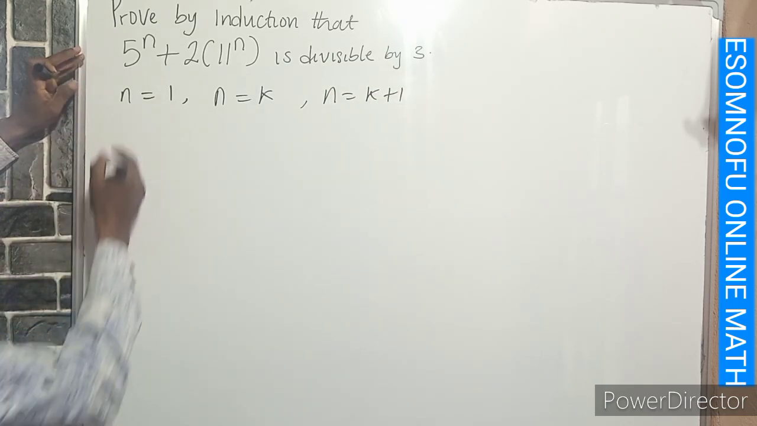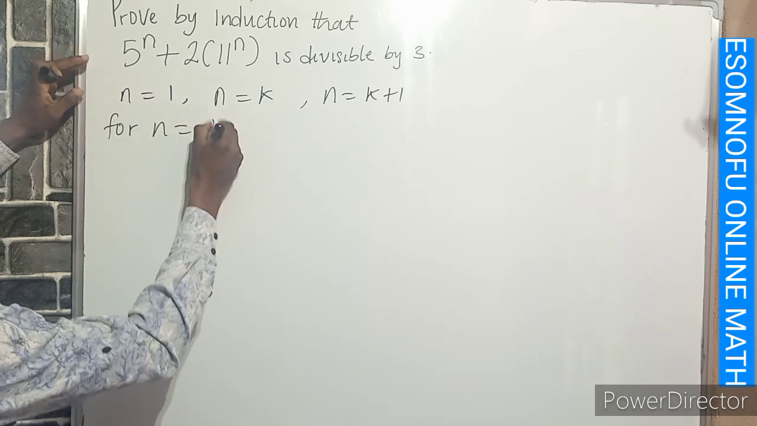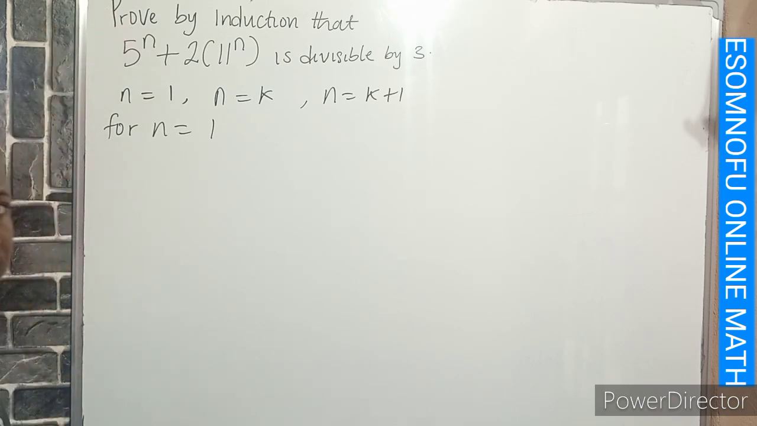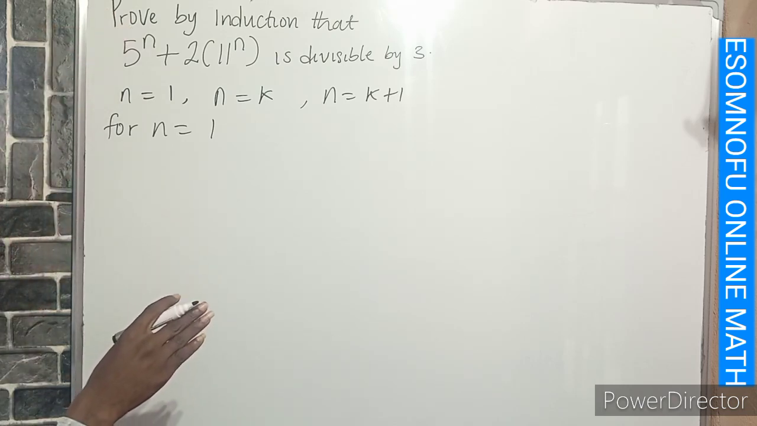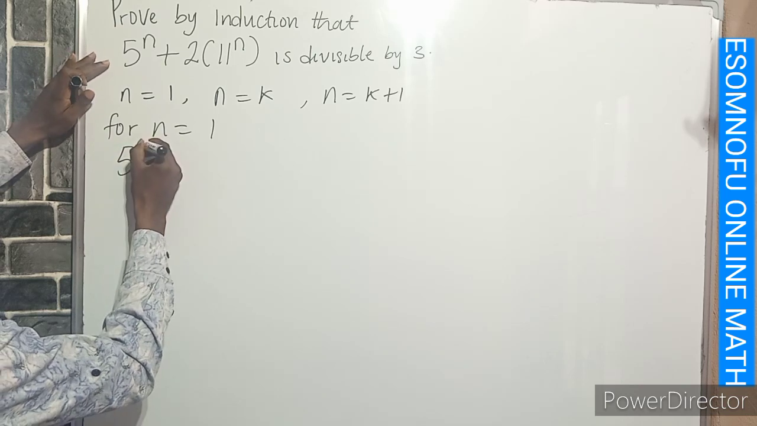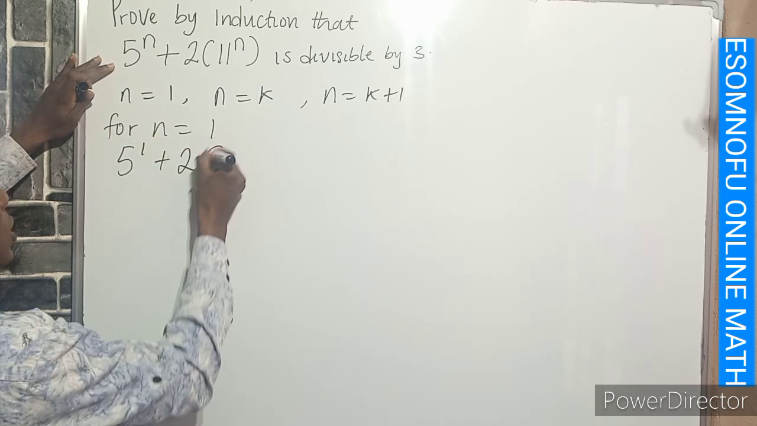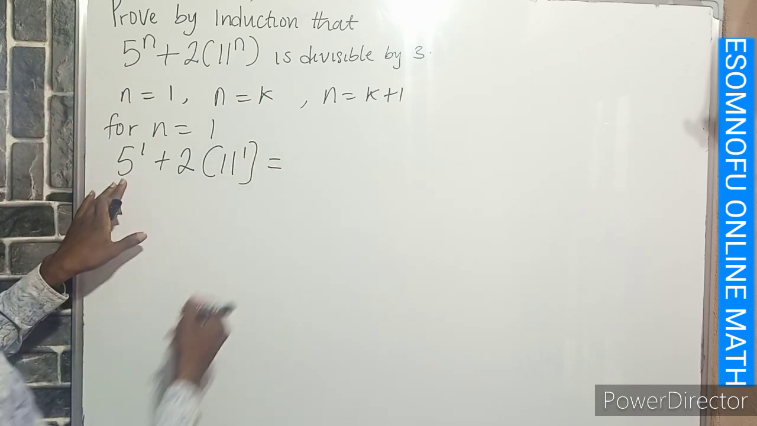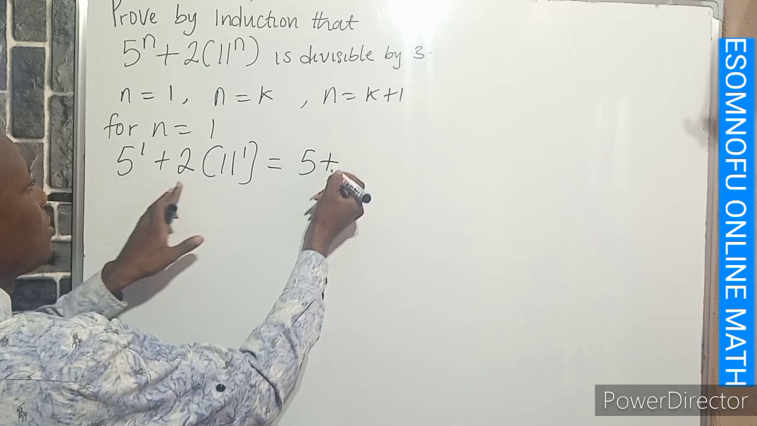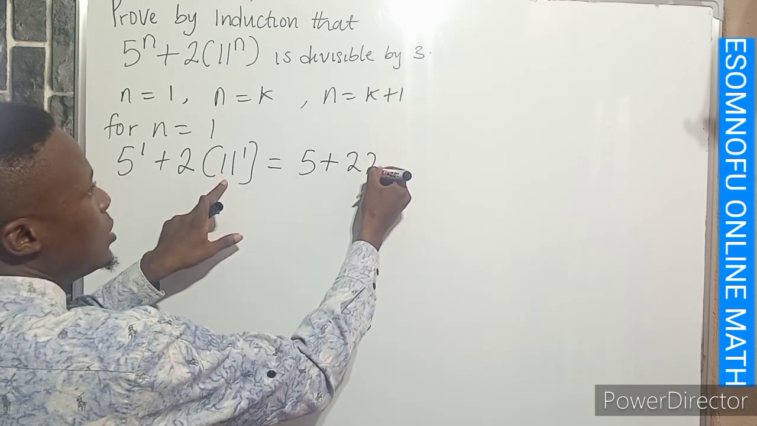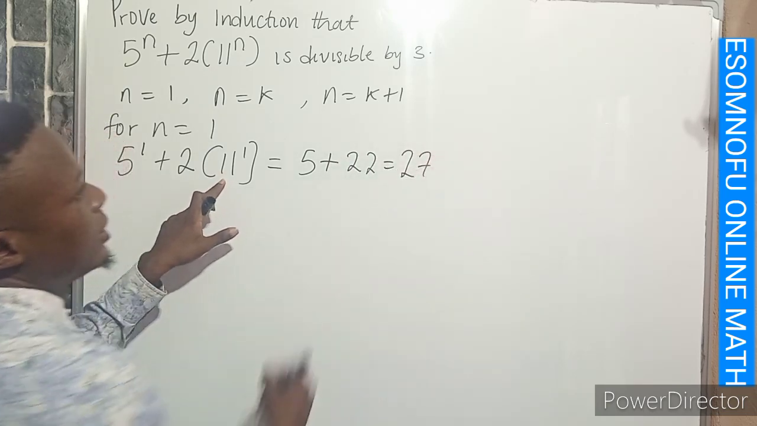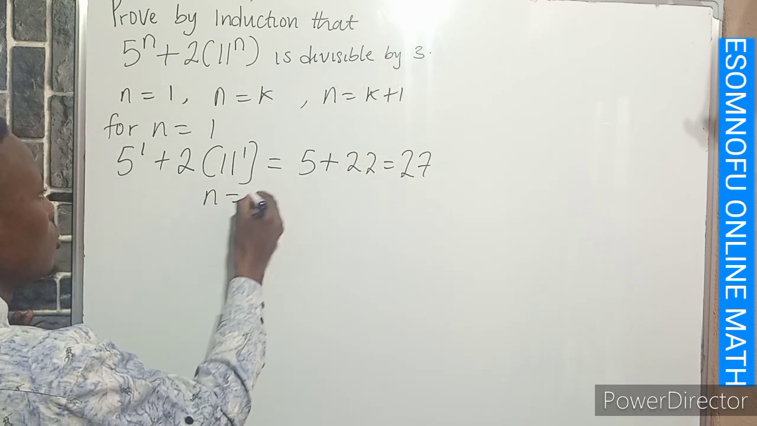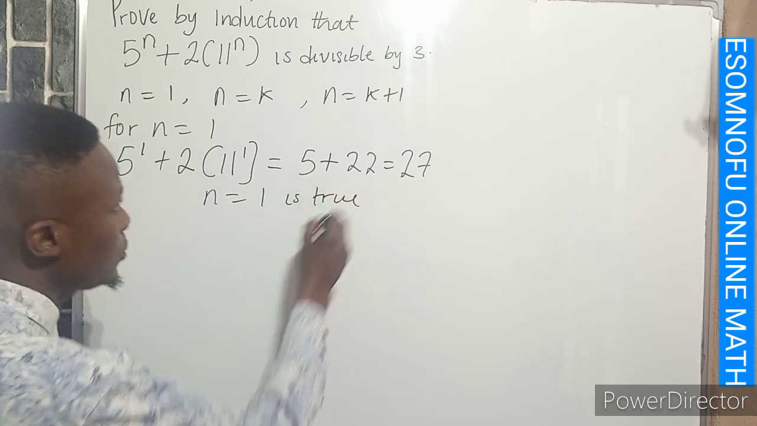For n equal to 1, it means that wherever we see n here, you plug in 1. If it gives you something that 3 can divide, it means that it is divisible by 3. So we have 5 to the power of 1 plus 2 into 11 to the power of 1. 5 to the power of 1 is 5, plus 2 times 11 is 22, and that turns out to 27. Since this is 27, it is divisible by 3. Therefore, n equal to 1 is true.